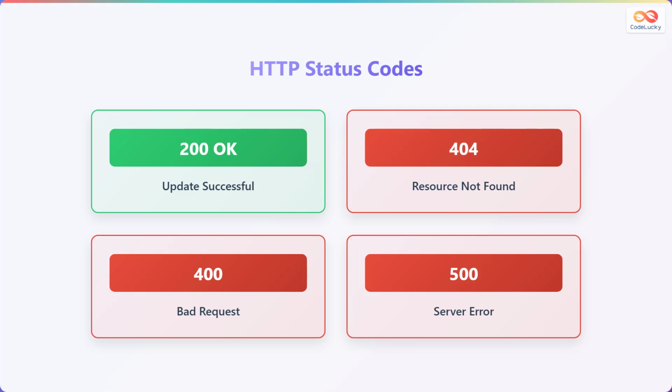Using appropriate HTTP status codes is crucial for communicating the outcome of an API request to the client. A 200 OK status indicates that the update was successful. A 404 status means that the resource was not found. A 400 status indicates a bad request, meaning that the client sent invalid data. Finally, a 500 status indicates a server error, meaning that something went wrong on the server side.